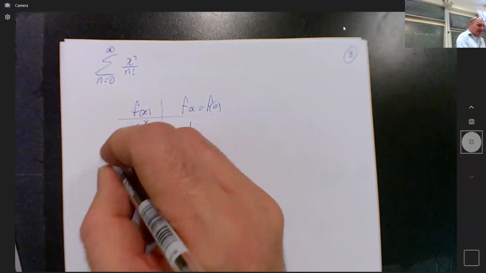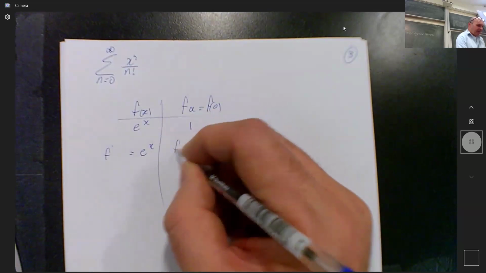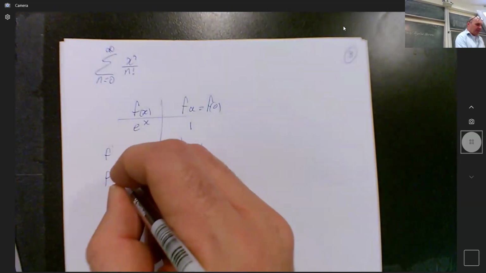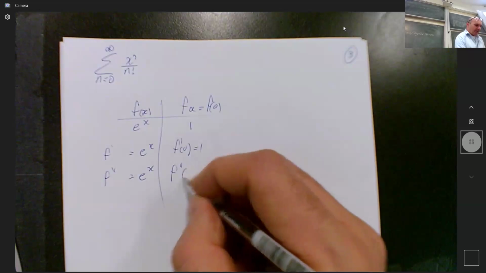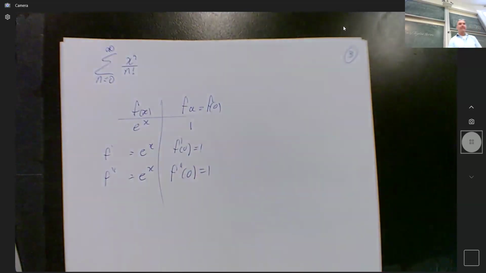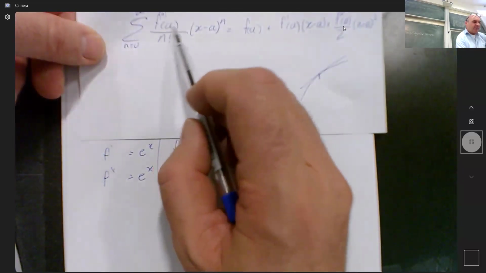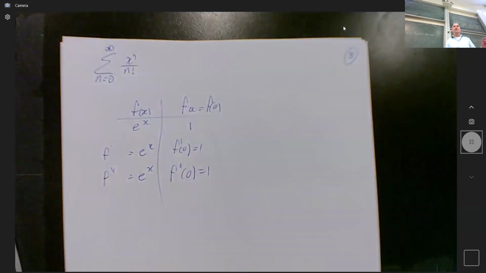But f dashed is equal to e to the x. So f dashed of 0 will be 1. f double dash is equal to e to the x. f double dashed of 0 will be equal to 1. Now, if we go back to the form we're talking about over here, if this is always 1 and this is just x to the power n, that would be what my series is.